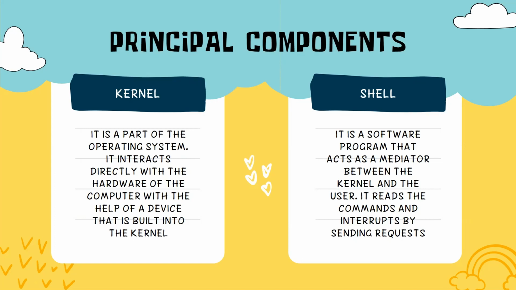Now the shell is a software program that acts as a mediator between the kernel and the user. It reads the commands and interprets them by sending requests to execute a program. So the shell is known as a command interpreter. It contains almost 100 system calls and tells the kernel to carry out various tasks of the programs. These tasks are opening a file, writing a file, executing programs, and more. The other components are the programs, the users, and the hardware, but you can look that up as homework. Next, please.